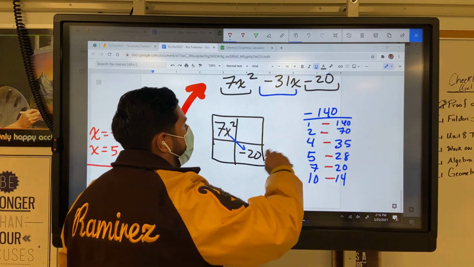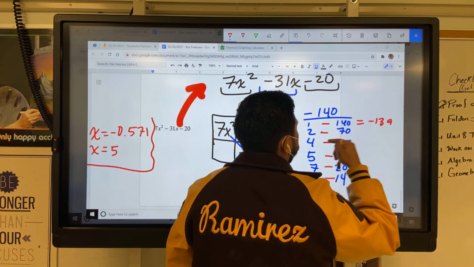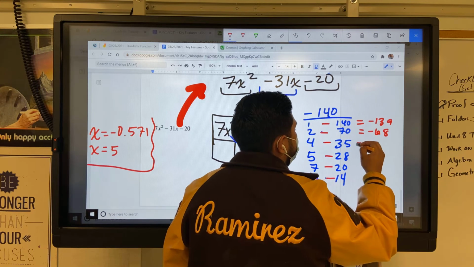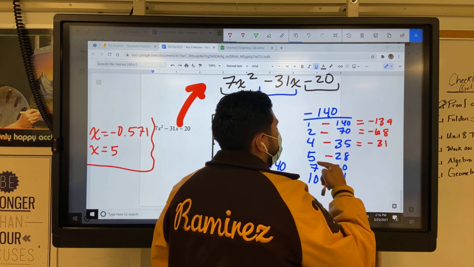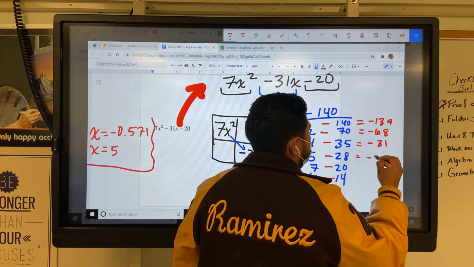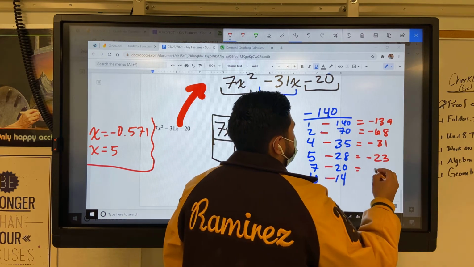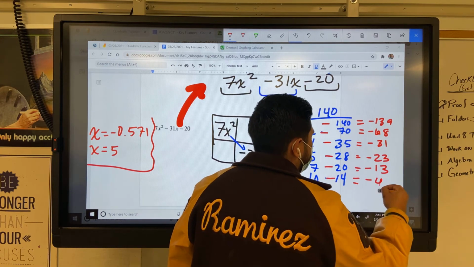And now let's go across. 1 minus 140, negative 139. 2 minus 70, negative 68. 4 minus 35, negative 31. 5 minus 28, negative 23, LeBron James. 7 minus 20, negative 13. And 10 minus 4, negative 4.